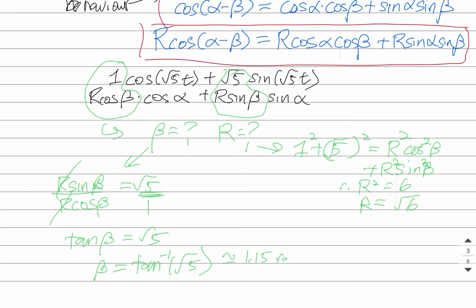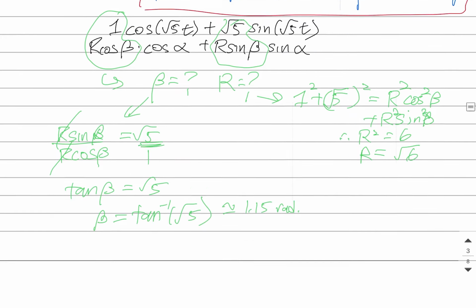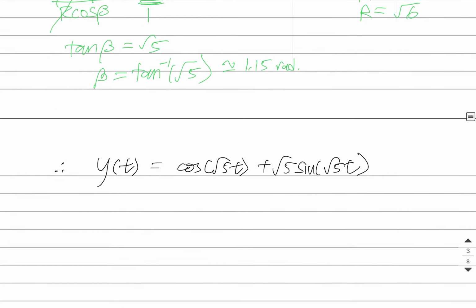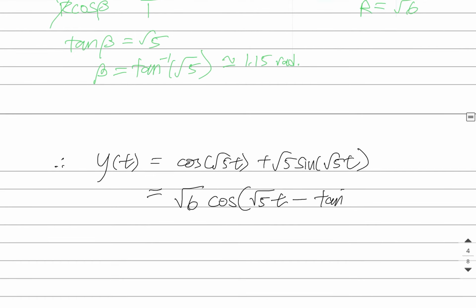Why am I going through all of this? Because now I get to put this together. The solution, which was cos root 5 t plus root 5 sine of root 5t, when I put this together, I can write this as root 6 cosine of alpha minus beta. So that's root 5t minus the inverse tan of root 5. Now, these are some strange numbers, I fully admit.